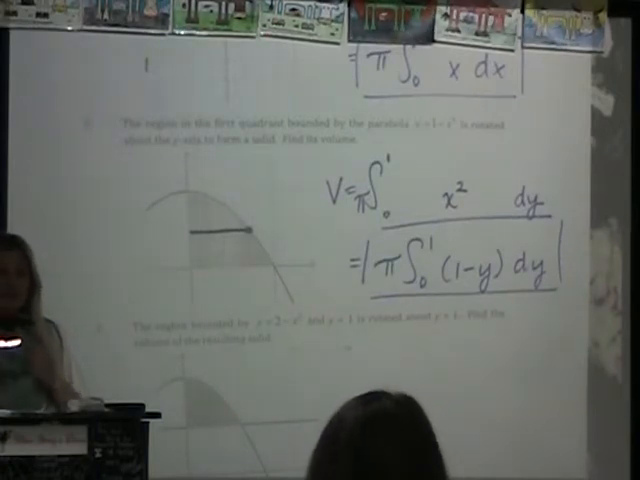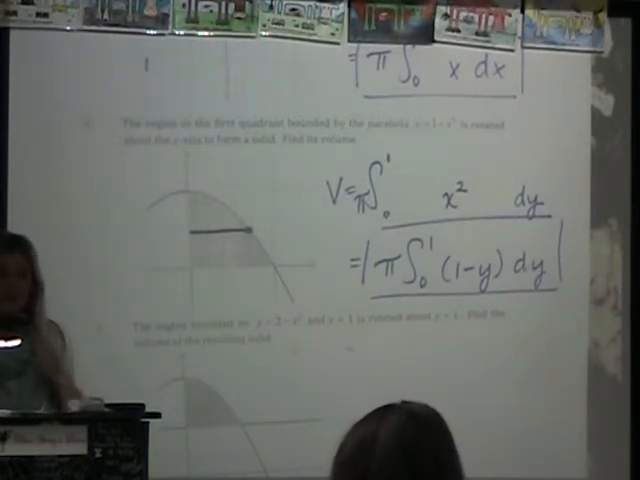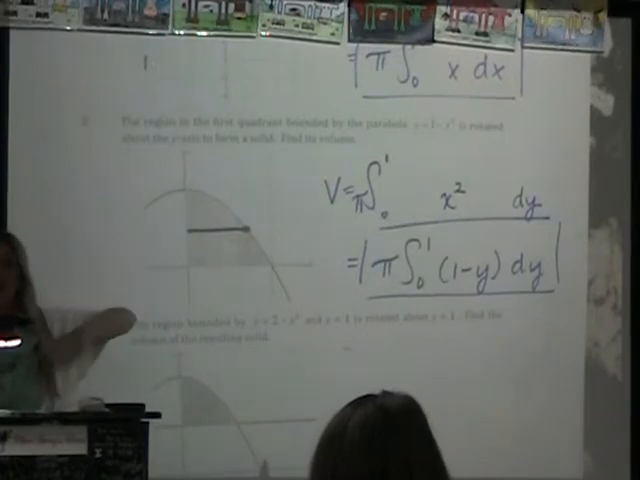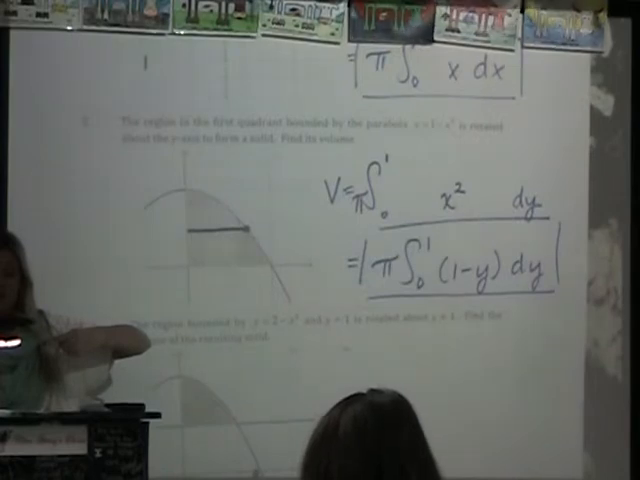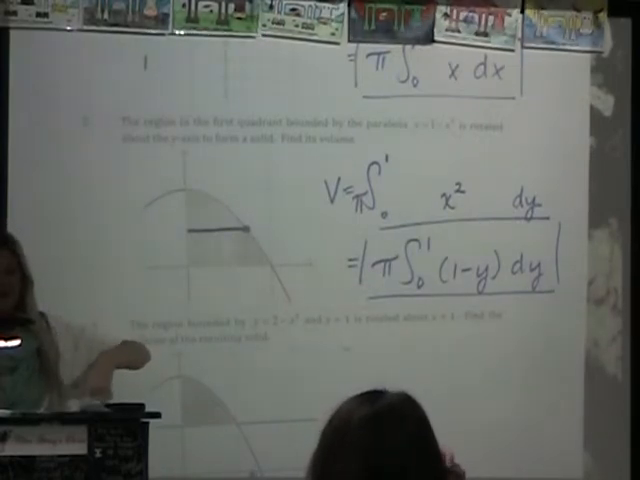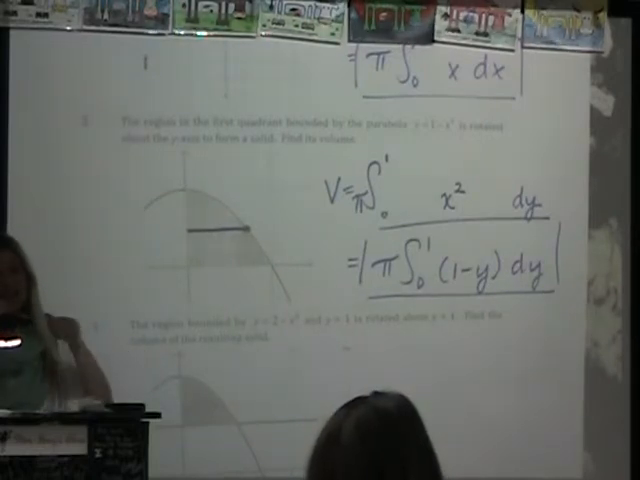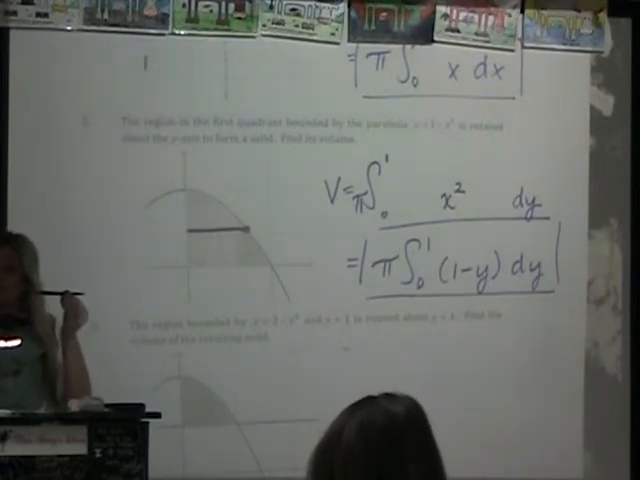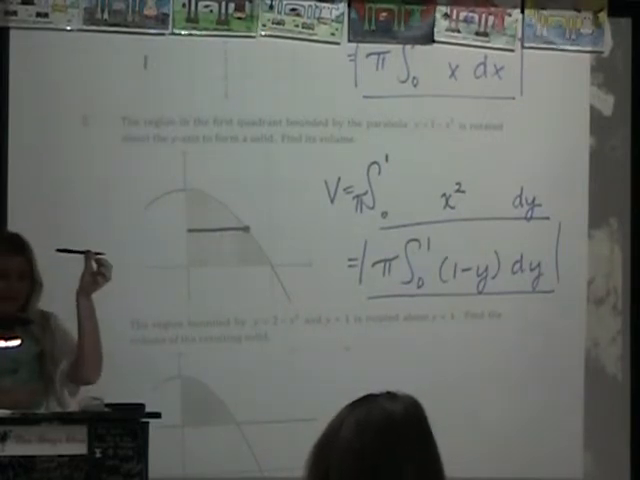But the difference is we're not rotating about the x or y axis this time, but we're rotating about a horizontal line, which is not a big deal because it's the same as if we were rotating about the x-axis. It's acting like the x-axis. So, are we integrating dx or dy? Dx, because that line is acting like the x-axis. The orientation in which I'm rotating is acting like the x-axis.